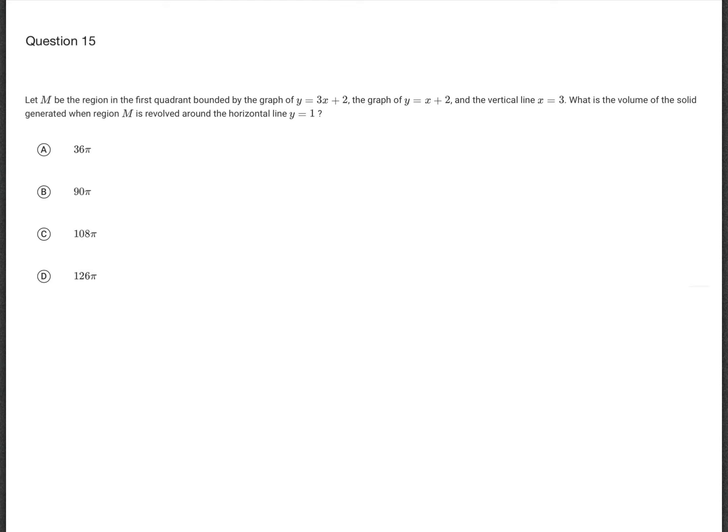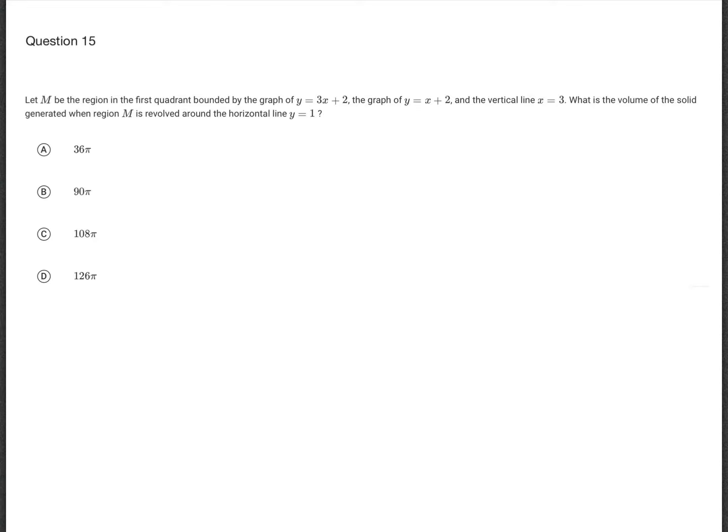Okay, last one. They say let M be the region in the first quadrant, bounded by the graph of y equals 3x plus 1, the graph of y equals x plus 2, and the vertical line x equals 3. Okay, what's the volume of the solid generated when the region M is revolved around the horizontal line y equals 1?